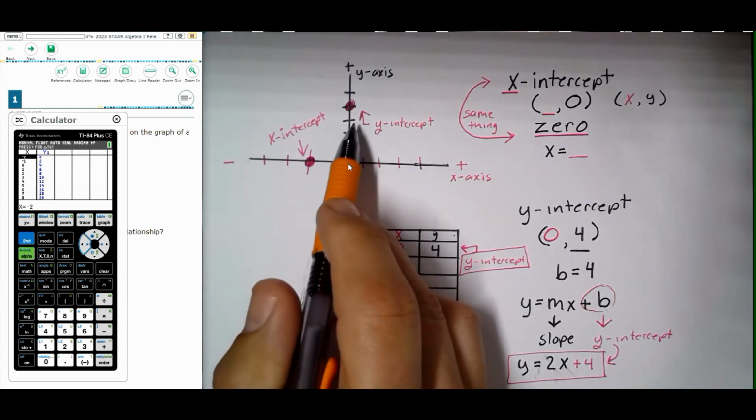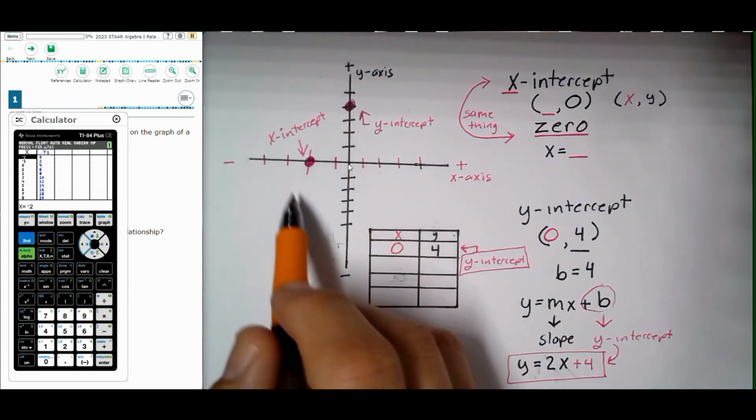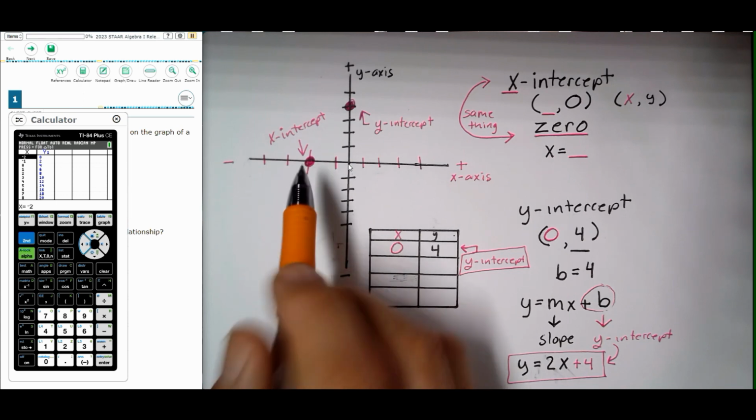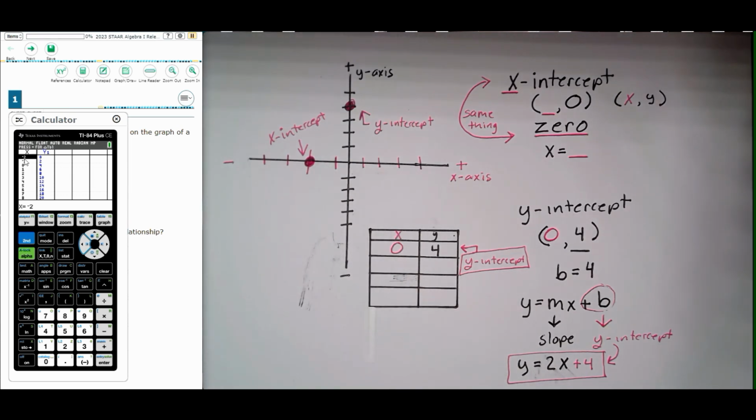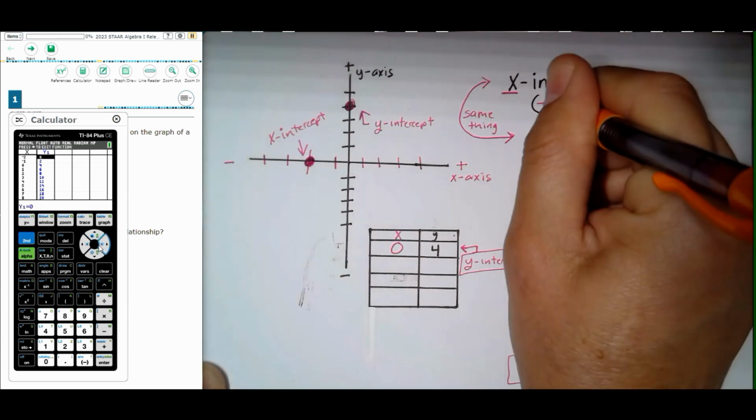So it is different than my y-intercept, right? Because it's not on the y-axis. The x-intercept is on the x-axis. Now we know, according to our calculator, it is at -2. So I'm going to go over here and write -2.